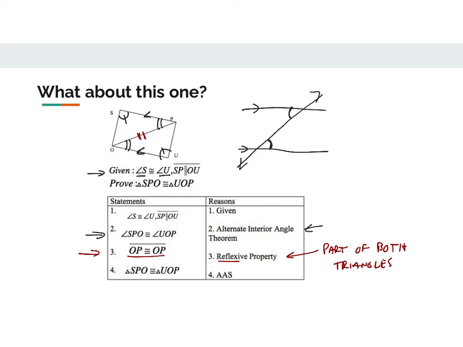So now, once I've said those things, I've got angle, next side, angle, next side. So my final statement is what I'm trying to prove, and by what reason? Angle, side. Okay, let's look at some here.